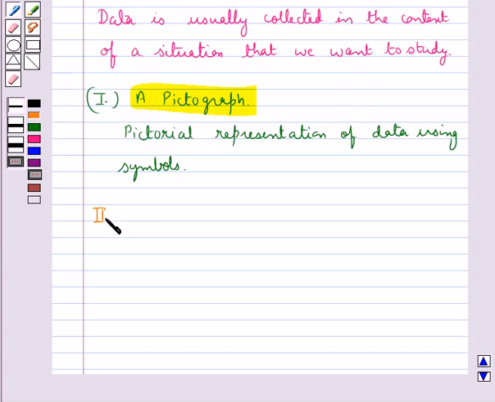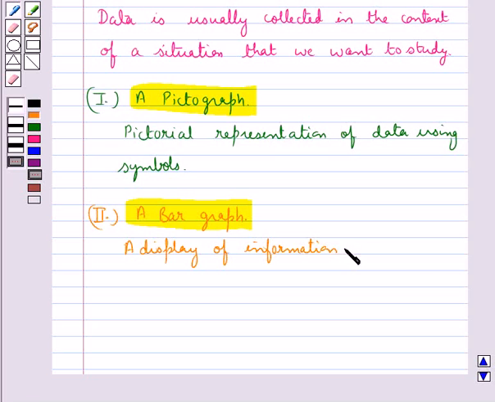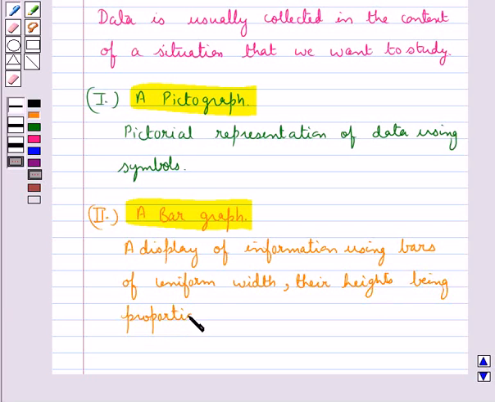Next way of representing the data graphically is using a bar graph. Basically, a bar graph is a display of information using bars of uniform width, their heights being proportional to the respective values.